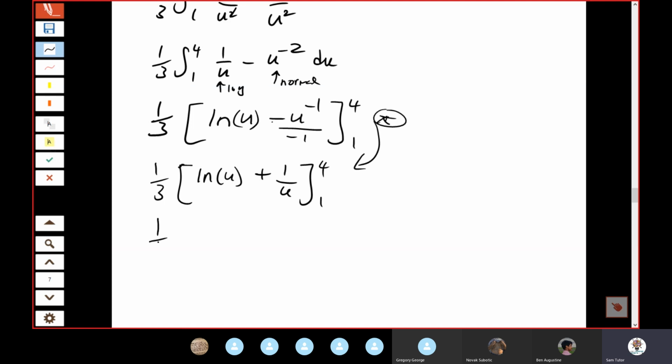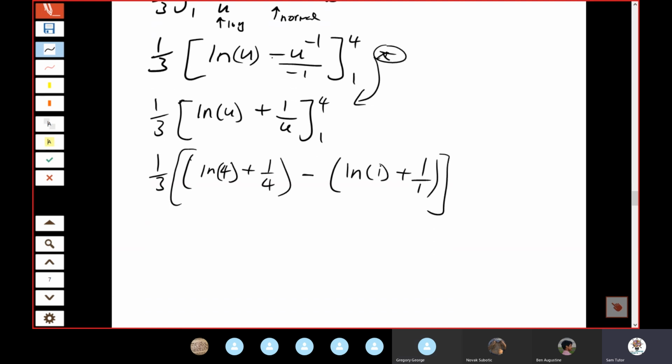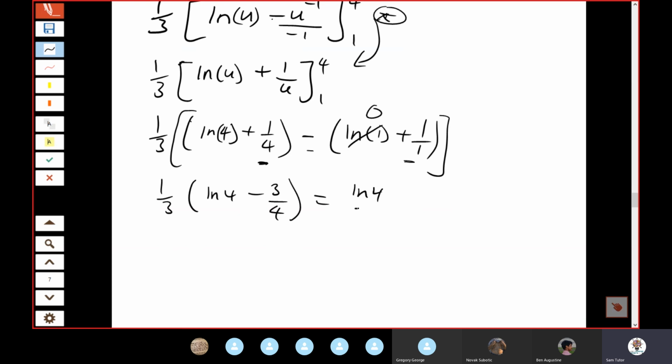And then all I'm going to do now, simple substitution, that becomes log 4 plus 1 on 4, minus log 1 plus 1 on 1. Log 1 is 0, so that just becomes 1/3 times log 4, a quarter, minus 1, which is -3/4. And the final answer, of course, 3 on 3 cancels out. That just becomes a quarter.